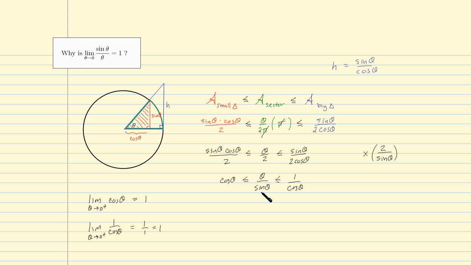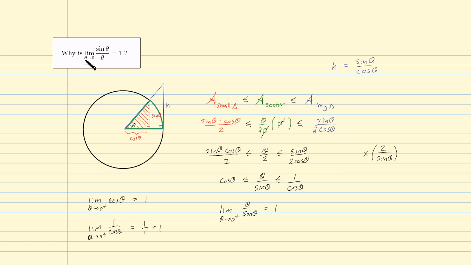This is always trapped between those. And so we then know that the limit as theta goes to 0 from the positive side of theta over sine of theta must also be 1. Okay? Now we're almost done.